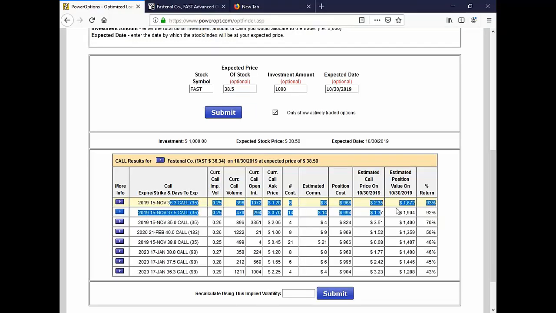That instant it grabbed all of the options, and it showed us that November 36.3, 35 strike for November 15th expiration. We could afford 8 contracts, and this would be a 93% return on those long calls.